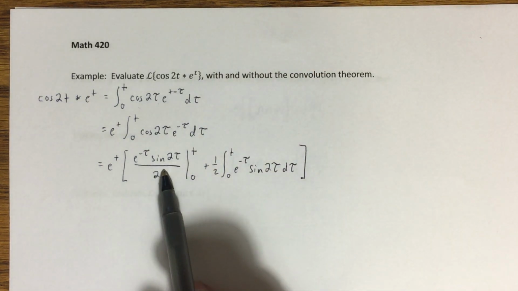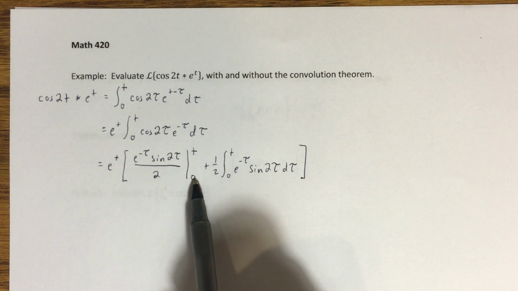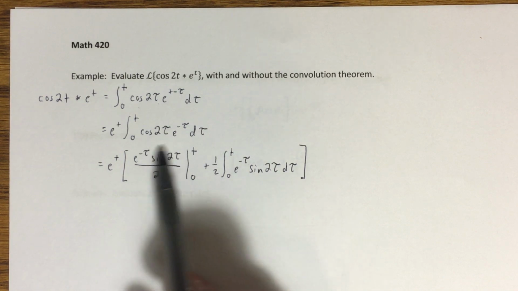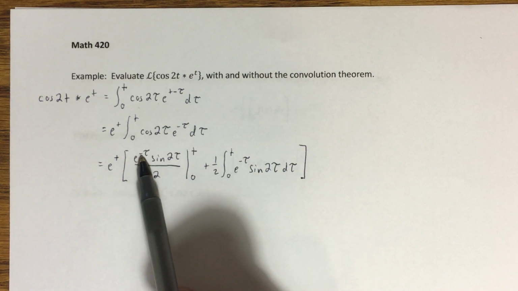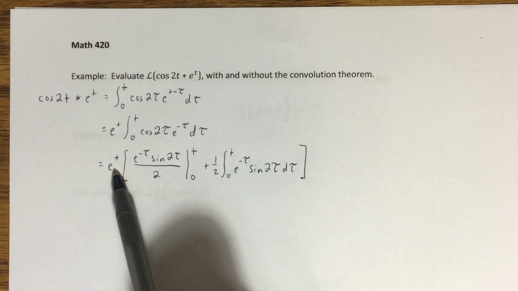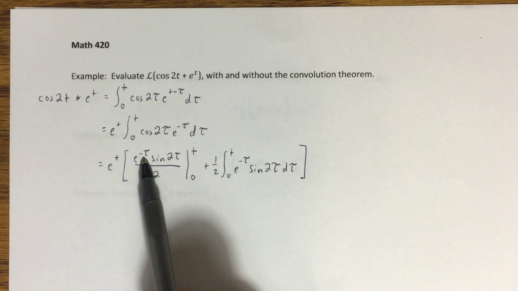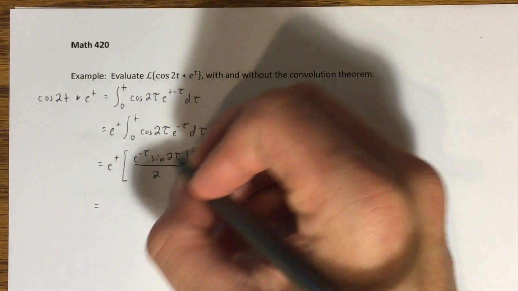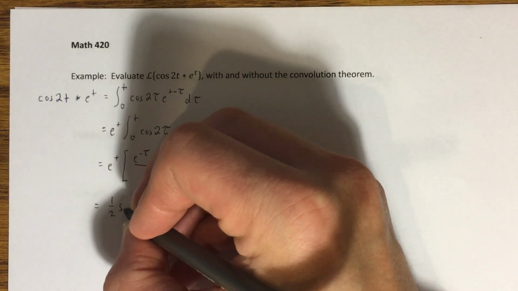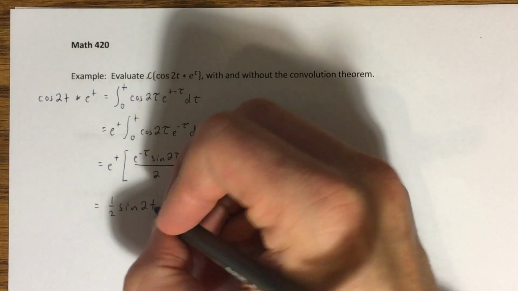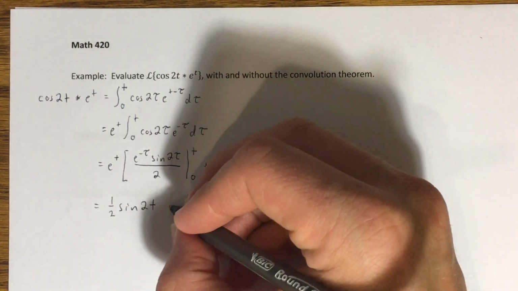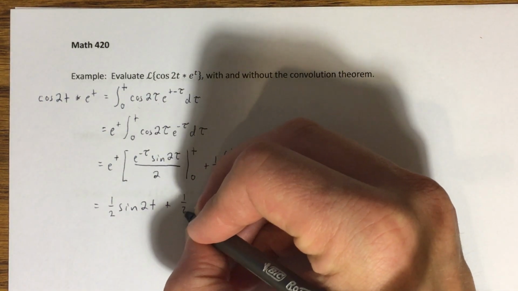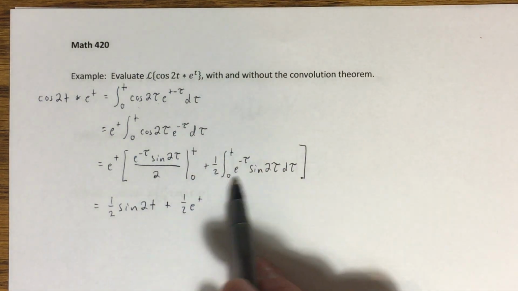Okay, now for this first term right here, notice that at my lower limit of integration, sine of 0 equals 0, and that part will go away. Plugging in my upper limit of integration, t, will give me e to the negative t sine of 2t all over 2. But this e to the t out here, when I distribute it in, will cancel with that e to the negative t. So what I'm left with here is 1/2 sine of 2t. I would also have to distribute that e to the t into this term. So this becomes plus 1/2 e to the t times this integral.